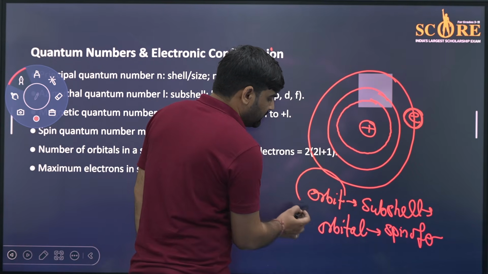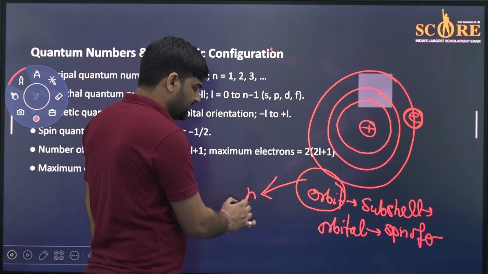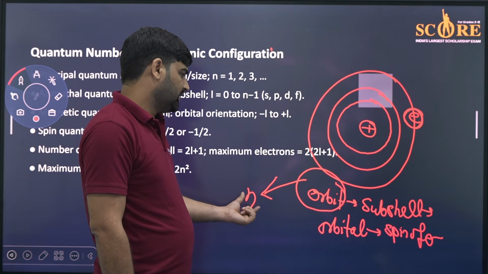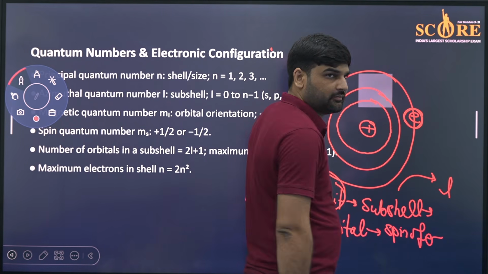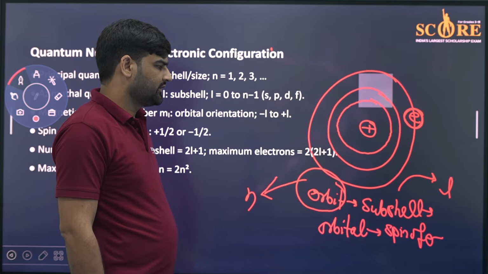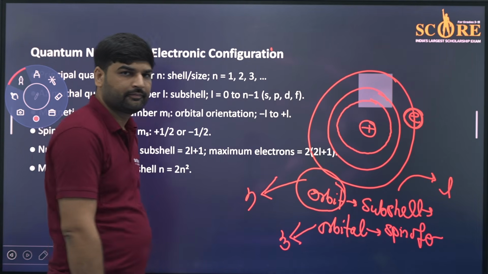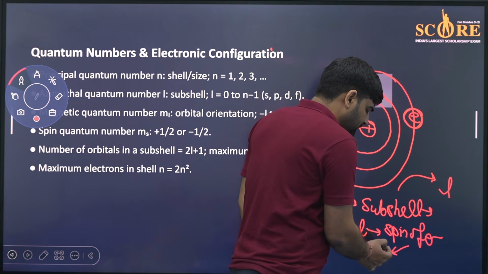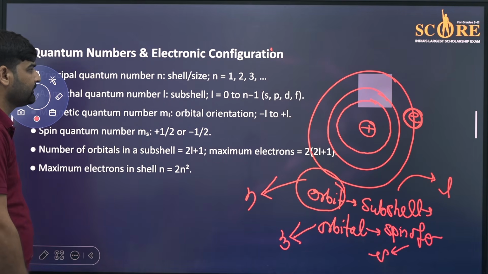If you want to find the orbit, then you have to know a number that is known as the principal quantum number. Principal quantum number tells about the orbit number. Next is another quantum number, the azimuthal quantum number, which tells about the subshell. Next is the magnetic quantum number, which tells about the orbital, and finally the spin quantum number, which tells about the spin of the electron.